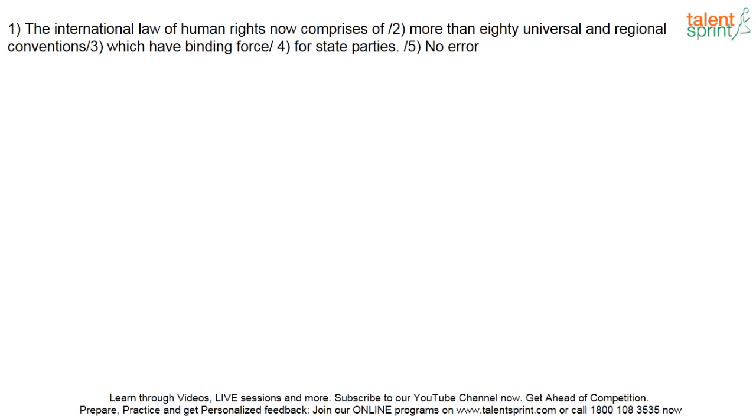The international law of human rights now comprises of more than 80 universal and regional conventions which have binding force. Basically, I just gave you the difference, Aditya. What is the matter? What was the matter is a question. What the matter was is a statement. The international law of human rights now comprises of more than 80 universal and regional conventions which have binding force for state parties. Do you think there is an error here?